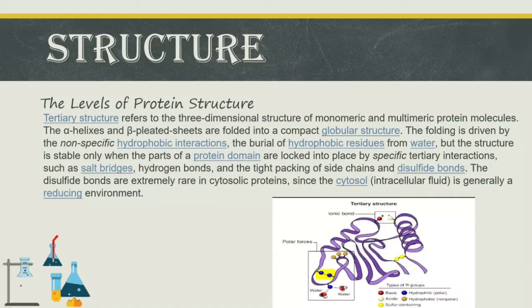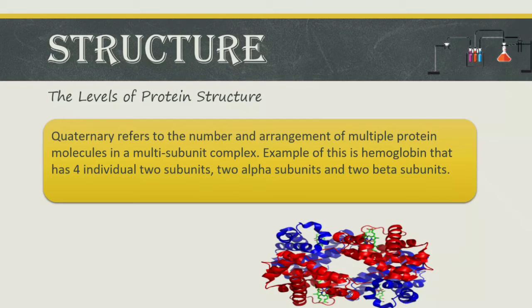Or in the easiest way, the tertiary structure of a protein describes its three-dimensional folding pattern within one individual subunit. And when you combine multiple subunits, you create a quaternary structure. Quaternary structure refers to the number and arrangement of multiple protein molecules in a multi-subunit complex. An example of this is hemoglobin, which has 4 individual subunits, 2 alpha subunits and 2 beta subunits.